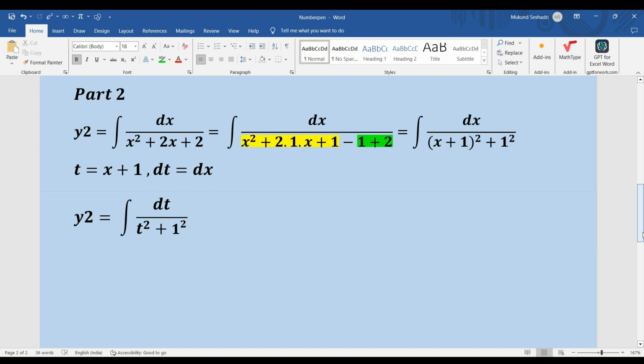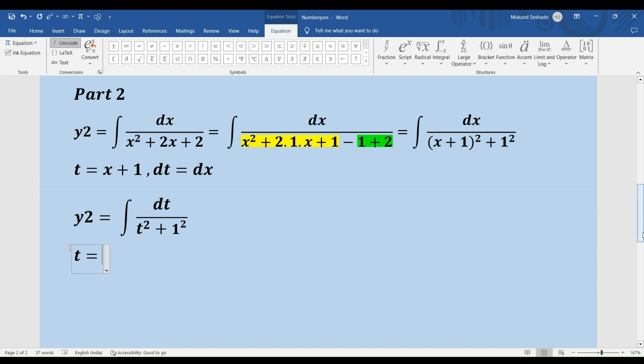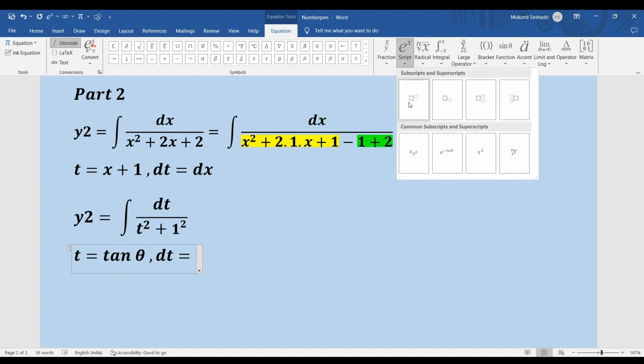Now our step 2 out here is to connect it with one of the trigonometric identities that we already know, and the right trigonometric identity out here would be secant square theta minus tan square theta equals 1, and therefore the substitution we will make is t equals 1 times tan theta, right? Which means it is nothing but a tan theta, right? And dt therefore becomes equal to a secant square theta d theta.